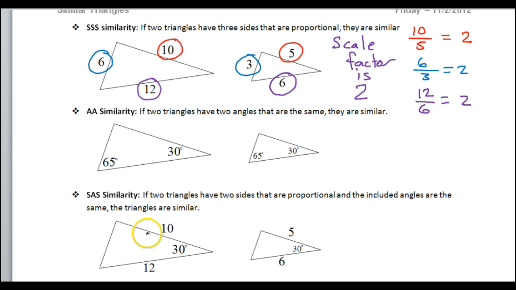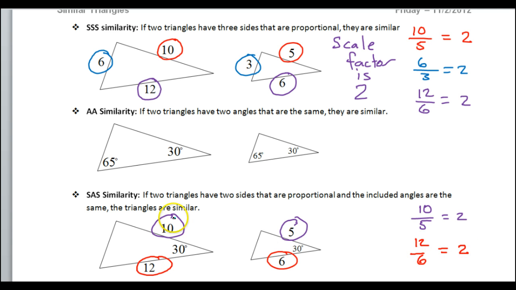And the third and final way to prove that two triangles are similar is side-angle-side similarity. The S and S again refer to the sides being proportional. I used the same numbers, so we've already done the math, but these are still proportional, meaning that 10 over 5 equals 2, in the same way that with the 12 and the 6, 12 over 6 equals 2. So we have two pairs of sides that are proportional and then one angle that is congruent.